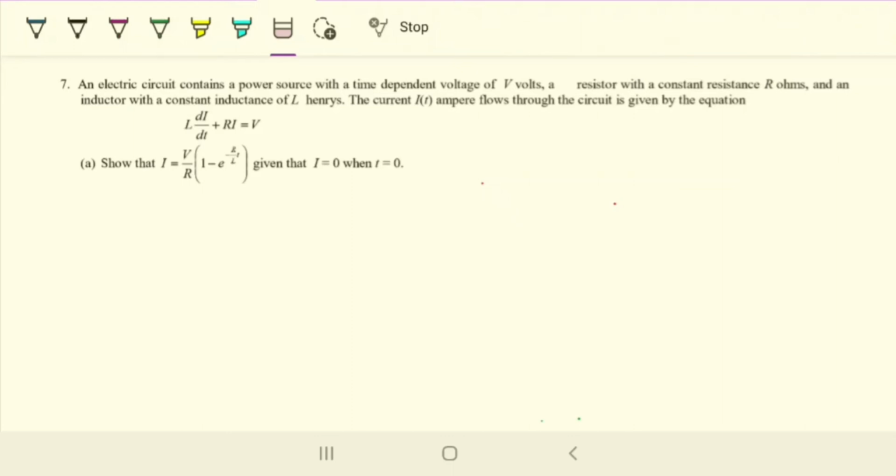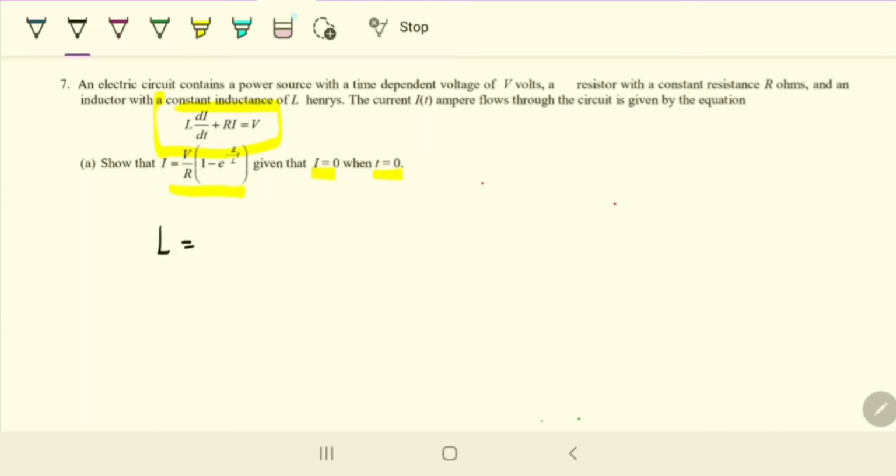Okay, question number 7. We have an electric circuit that contains a power source with a time-dependent voltage, a resistor, and an inductor. The current I flowing through the circuit is given by this differential equation, and we need to show that the solution is as follows when the condition is given. So let me rewrite the differential equation.